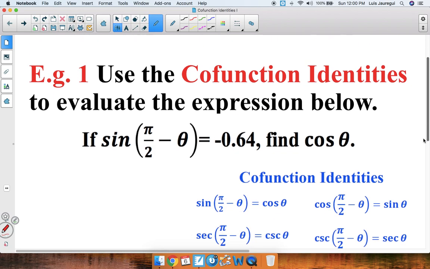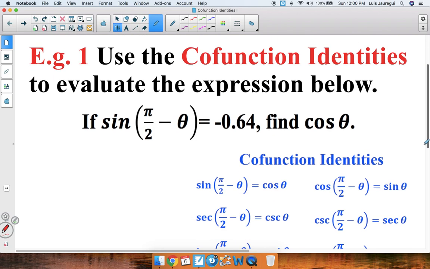The first step when dealing with this type of problem is to identify what we want to find. In this case, we want to find the value for cosine of theta. So let's go ahead and write down cosine of theta as part of the solution process.